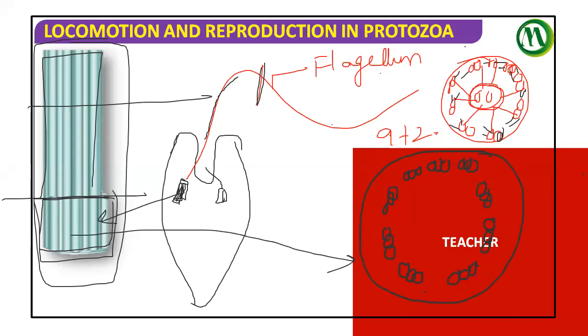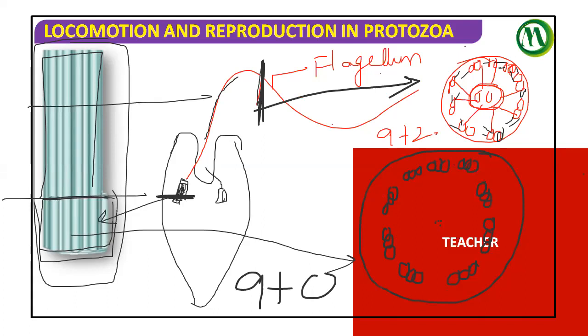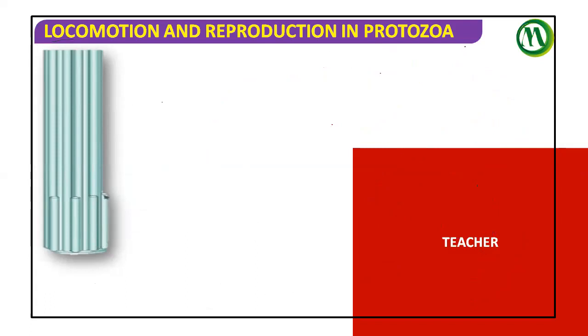And there are no central singlets. You have seen this, central singlets are absent. So we call this kind of arrangement 9 plus 0. That means if you take the transverse section here, you can see 9 plus 2. Then if you take the transverse section here, you can see 9 plus 0. But these 9 peripheral microtubular triplets are present. Triplets, that you need to remember, that you need to consider. Okay, so let me draw here.